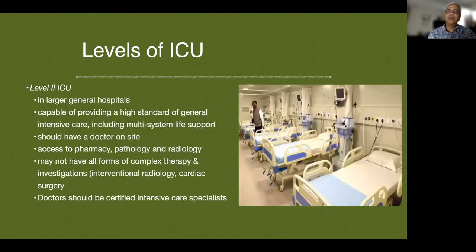The second level of ICUs are called the level 2 ICUs. The level 2 ICUs are present in larger general hospitals. They are capable of providing a high standard of intensive care, including multi-system life support. And they should always have a doctor on site in the ICU. There should be access to pharmacy, pathology, and radiology. Though it is an ICU, it may not have access to all forms of complex therapy, such as interventional radiology and cardiac surgery. The doctors working in this level 2 ICU should be certified intensive care specialists.